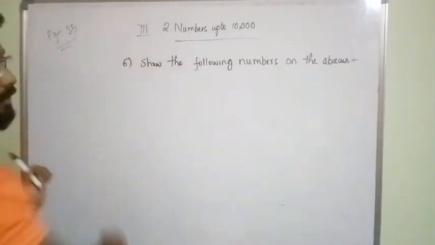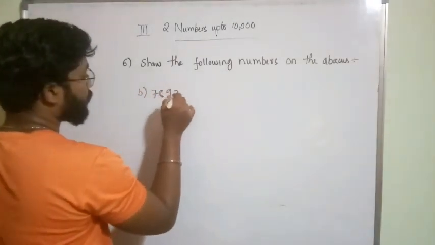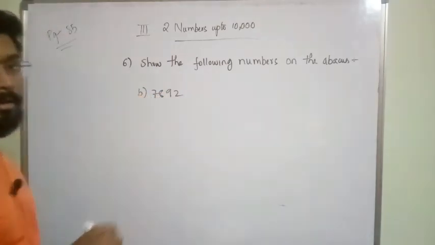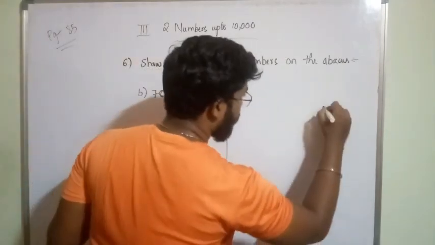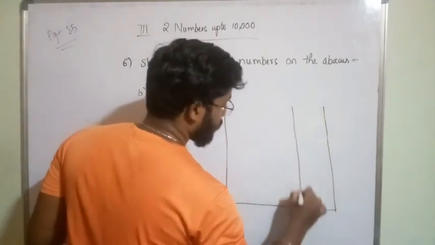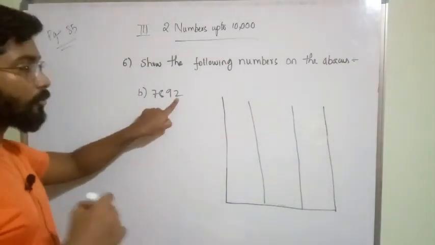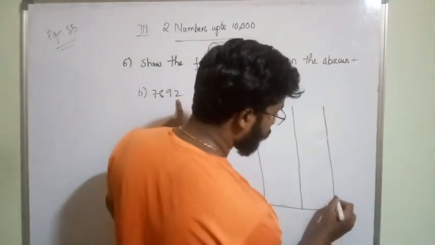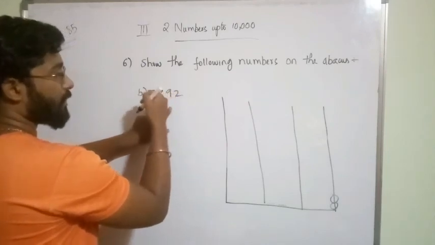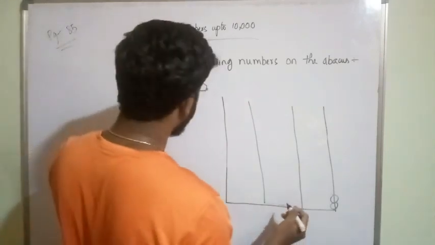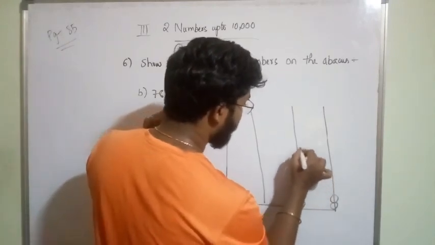So first one is completed. 7892. Ones, tens, hundreds, thousands. Okay? No need of writing always. For first one is for your understanding, that's why I wrote. From here I will not write the places. Okay, you should remember. So ones place you are having 2. How many should be drawn in ones rod? 2. Okay. In tens place you are having 9, no? In tens rod you have to draw 9. 1, 2, 3, 4, 5, 6, 7, 8, 9.